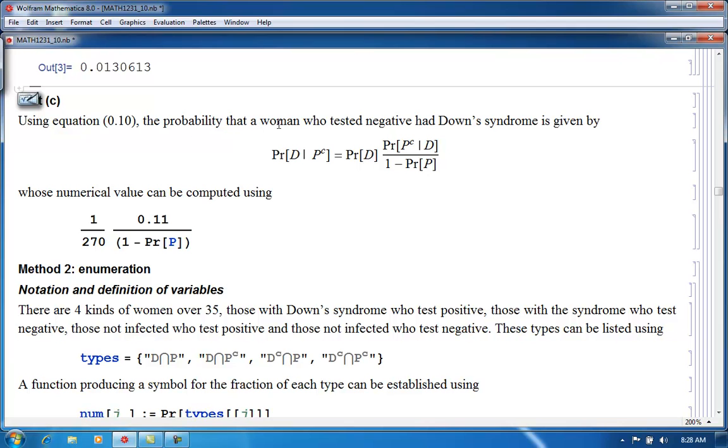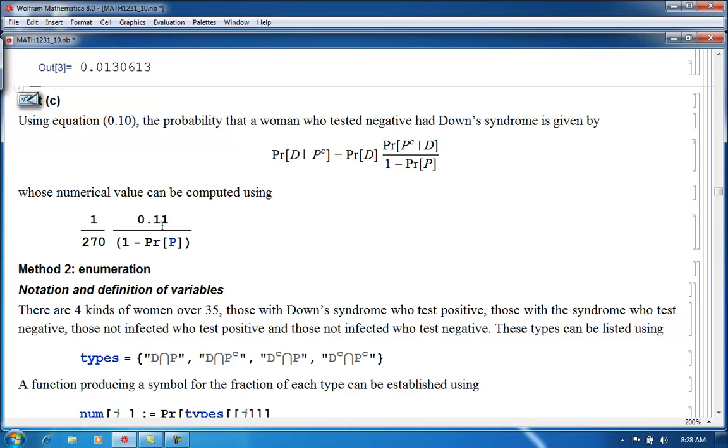The probability that a woman who tested negative had Down syndrome, well, that's given by this conditional probability that they tested negative but they actually had the syndrome. And using the previous formula, that's equal to the probability of D, that they have Down syndrome, times the probability that if they have Down syndrome they test negative, divided by the probability that they test negative, which is 1 minus the probability that they test positive.